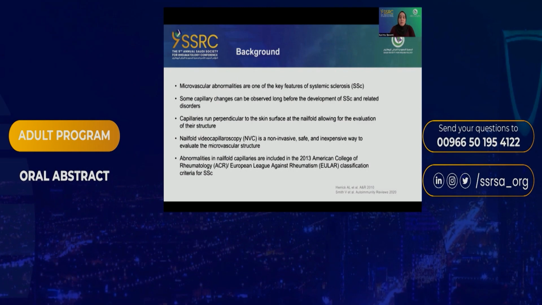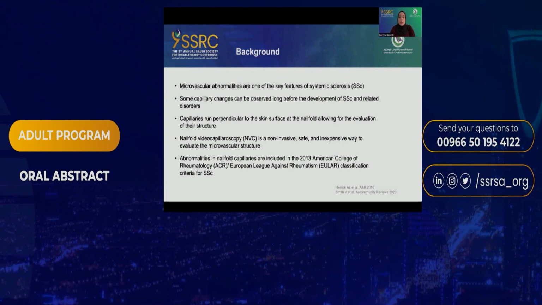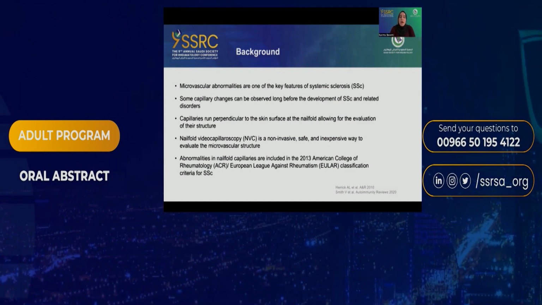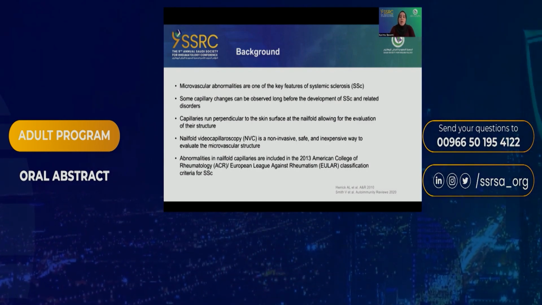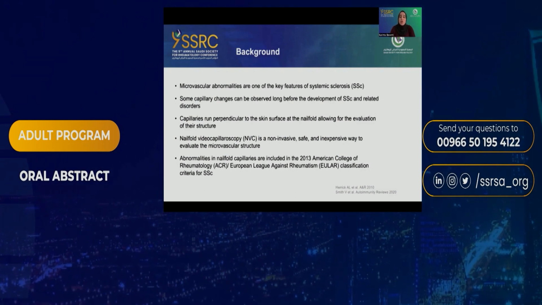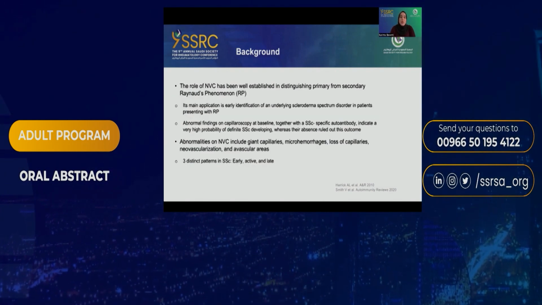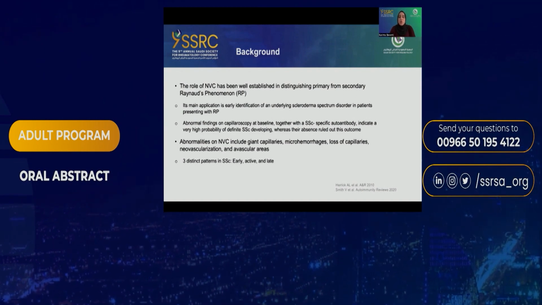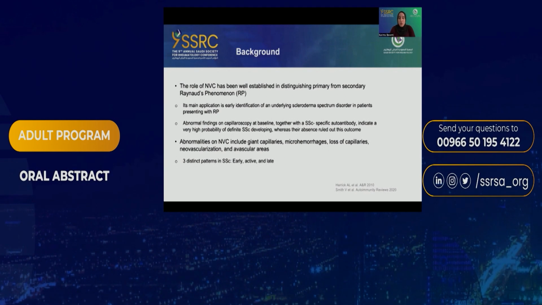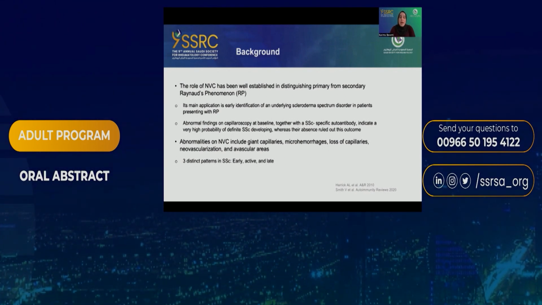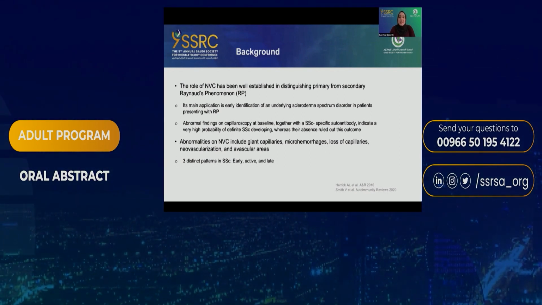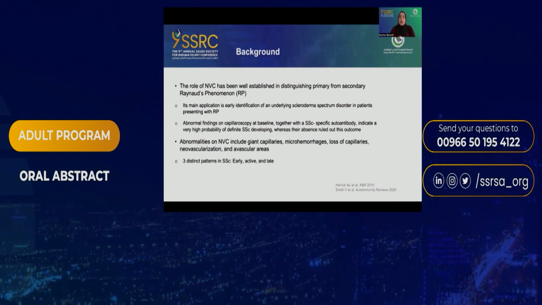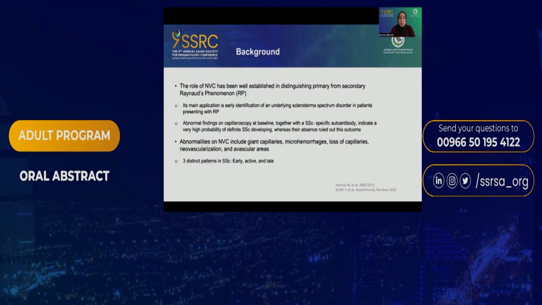Due to their importance, abnormalities in nail fold capillaries were included in the 2013 ACR-EULAR classification criteria for systemic sclerosis, and nail fold video capillaroscopy is now more widely used as well as standardized. The role of nail fold video capillaroscopy is well established in distinguishing primary from secondary Raynaud's phenomenon. In other words, its main application is in the early identification of patients with Raynaud's phenomenon who are more likely to develop scleroderma or scleroderma spectrum disorder.